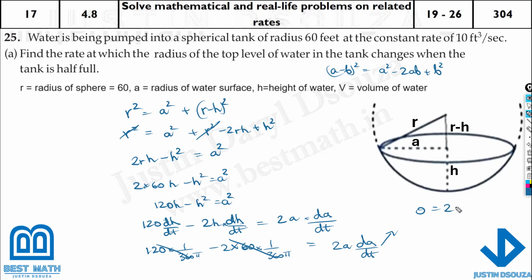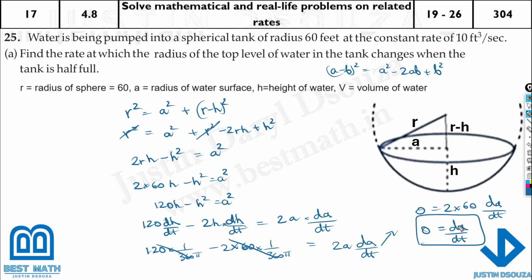Why? Because when the tank is half full, the a will also be equal to the radius. The radius of the water will be equal to the radius. It's 60 dA by dt. Or even if you don't substitute, if you just take it to the other side, anything multiplied by 0 will be 0 itself. This is 0. This goes to the other side, it will be 0 divided by 120. It's 0 is equal to dA by dt.